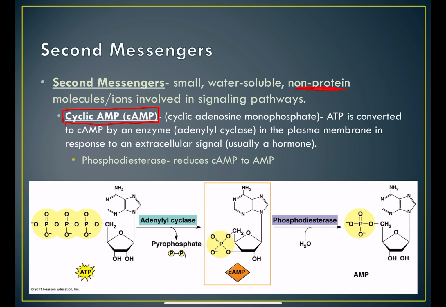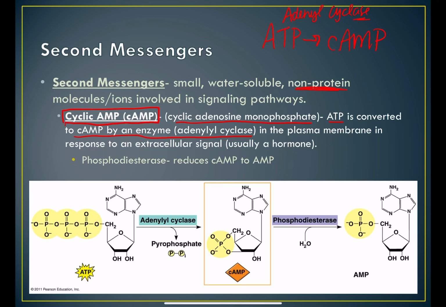And so cAMP, or cyclic AMP, which stands for cyclic adenosine monophosphate, ATP is converted to cAMP by an enzyme known as adenyl cyclase. So that's the third enzyme that you might want to add to your note card, adenyl cyclase. And its job is to convert ATP to cAMP. And that's adenyl cyclase. Okay, notice it also ends in -ase.